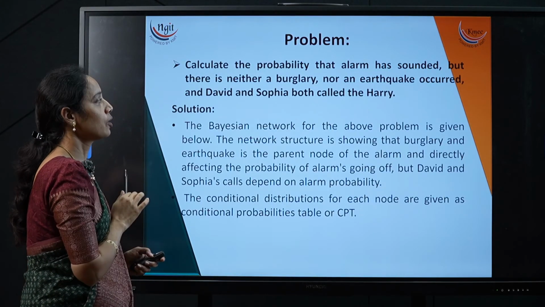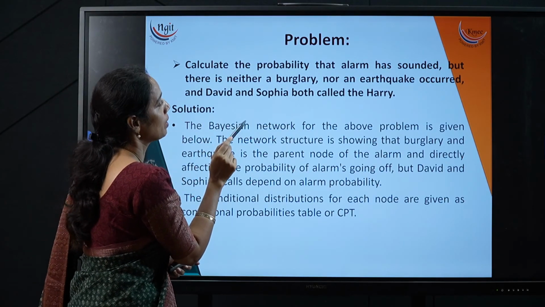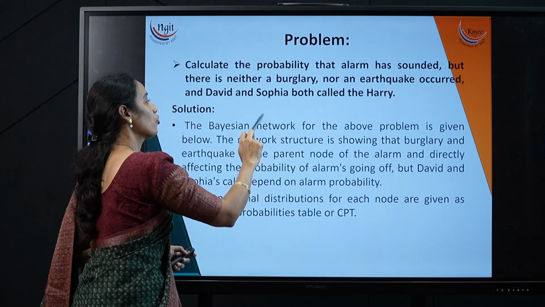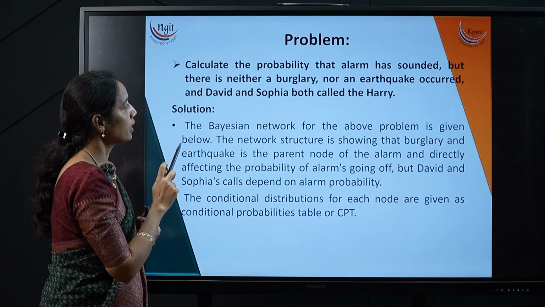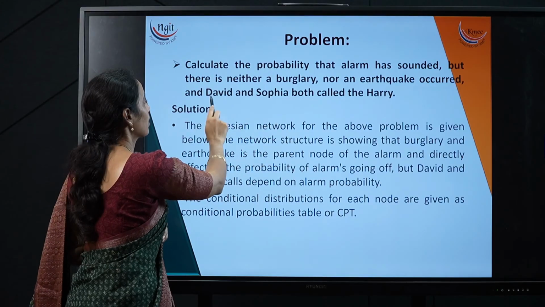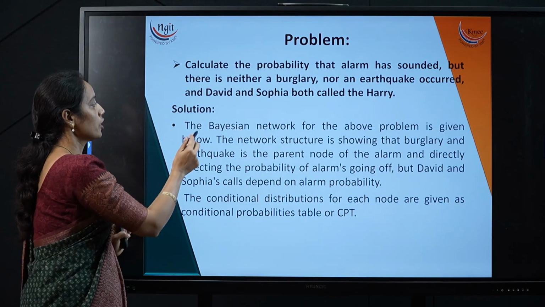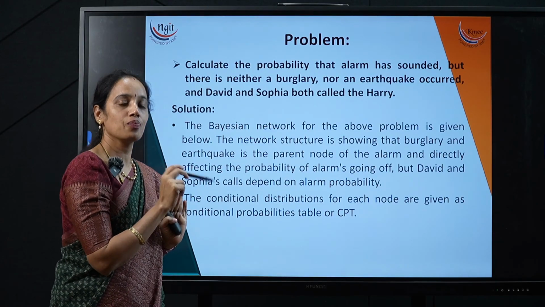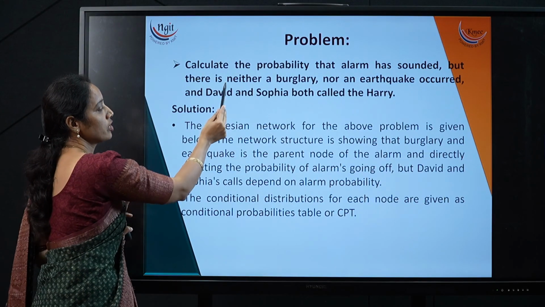As per the problem statement, now the question is, we have to calculate the probability that the alarm has sounded, but neither a burglary nor an earthquake occurred, and David and Sophia both called Harry. I hope you understood this problem. Calculate the probability that the alarm has sounded, but neither a burglary nor an earthquake occurred, and David and Sophia both called Harry. So here, first we need to find the solution. For that, we have to form a network structure. From that network structure, with the help of the conditional probability tables, we have to find the solution for this particular problem.